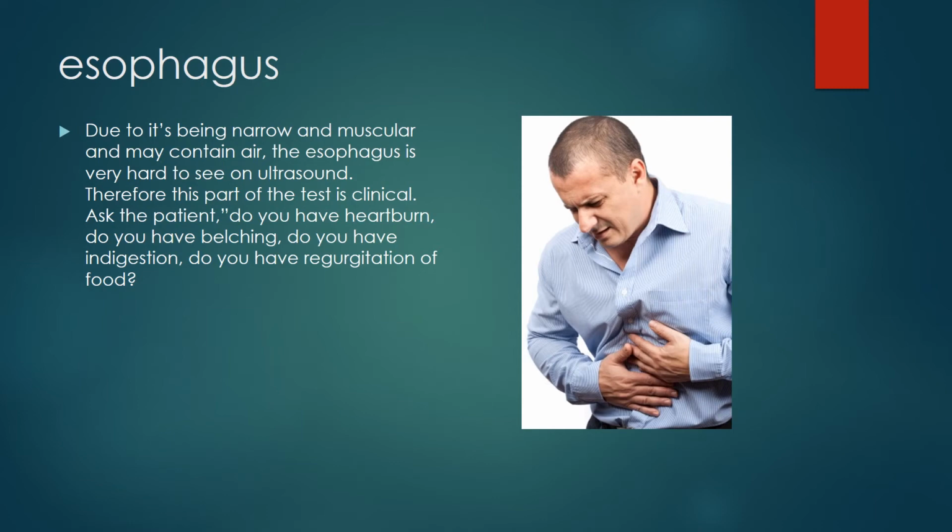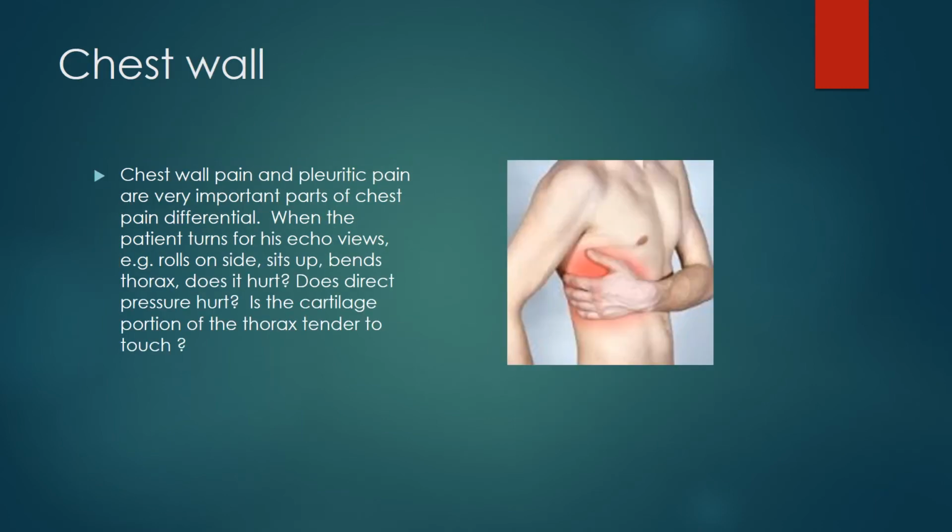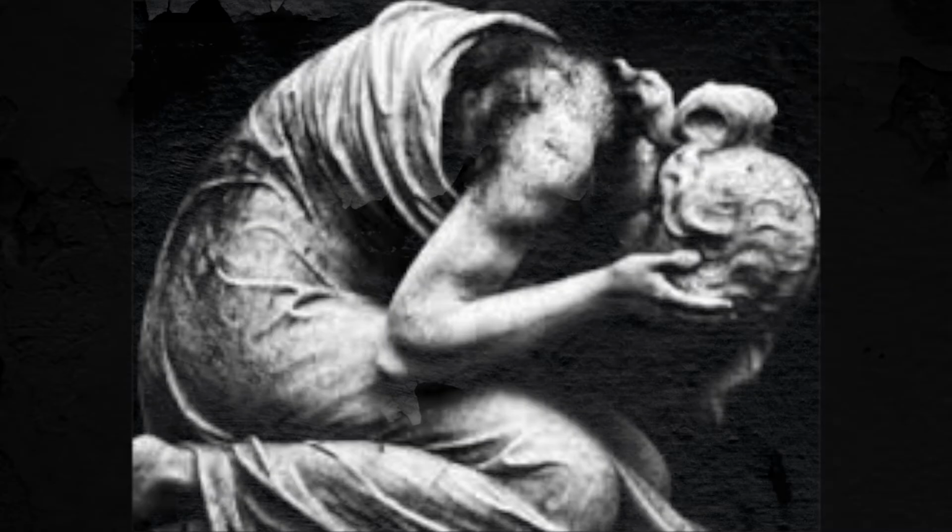So this part of the exam is a clinical question about GI symptoms. Be sure you ask them. And be sure you ask about chest wall symptoms and simply observe if the patient has pain when he moves his thorax or pain when you press on the thorax. Don't forget to ask about personal stress when you are examining the patient with chest pain: anxiety, hyperventilation, lack of sleep. All of these things can cause chest pain.